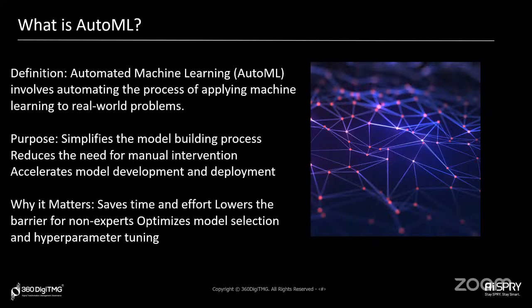So how it works, how we will use this, and why it matters. When we use an AutoML model, as I have already told you, it reduces the need for manual interventions. It saves time and effort, which lowers the barriers for non-expert people. And it optimizes model selection as well as hyperparameter tuning.